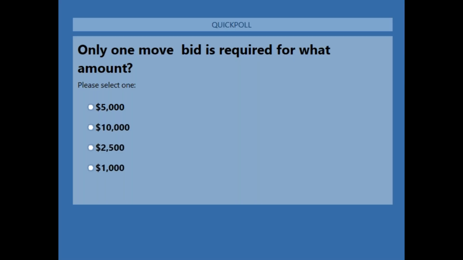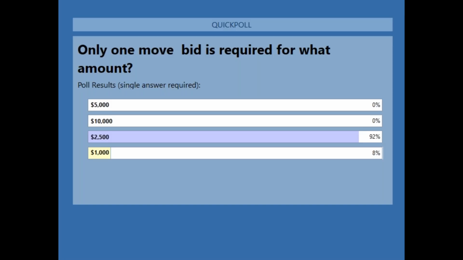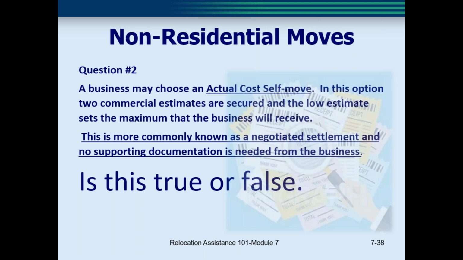The poll is up. Everybody's voting really quickly here. Thank you, everyone. All right, I'm going to close it out and share the responses. We've got 92% who chose 2,500 and 8% that chose 1,000. Answer C is correct: 2,500. That is the number that will let you know you do not have to get a second bid. But keep in mind, you need to go to your relocation reviewer and they need to concur.